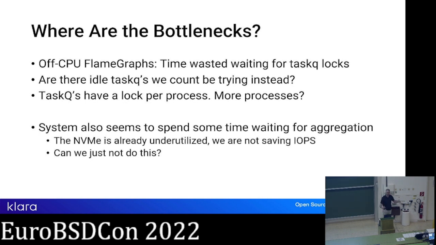So we noticed that the system seemed to be spending a lot of its time waiting for aggregation to finish before actually doing the work. This leads to the NVMe being underutilized, but we're not actually saving any IOPS, because if we just issued all the work independently, the drive would still be able to keep up. So every bit of time we spend doing work trying to save work, we're just causing work that could be done not to get done. So could we just not do that? And it turns out, to some degree, yes.